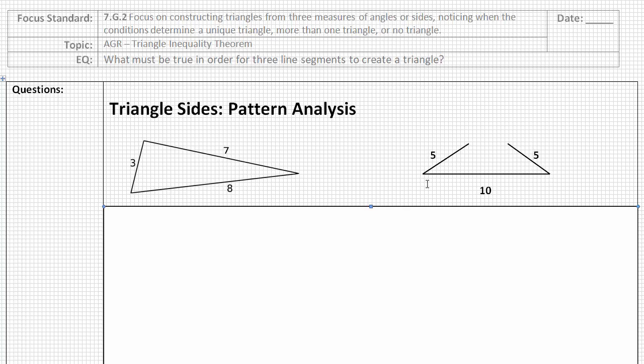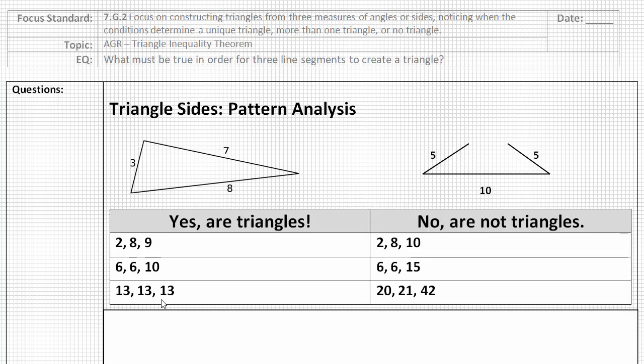So we want to start to analyze, can we determine, when given 3 side lengths, if it will make a triangle or not. Here I'm giving you the measurements for 3 line segments in groups of 3. So here's one for 2, 8, 9. And they are divided into categories. So this whole column, these 3 examples, I'm giving you 3 line segments, and I'm telling you that they do make triangles. Over here, I'm giving you 3 line segment measurements for each one, and I'm telling you that those 3 line segments will not make a triangle.